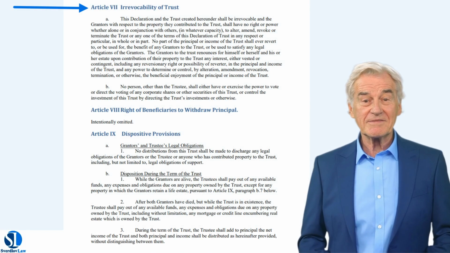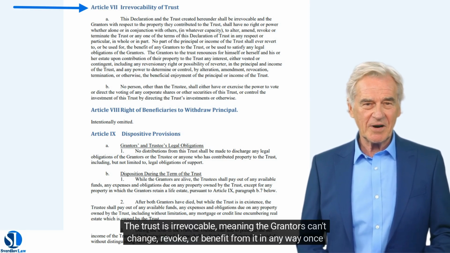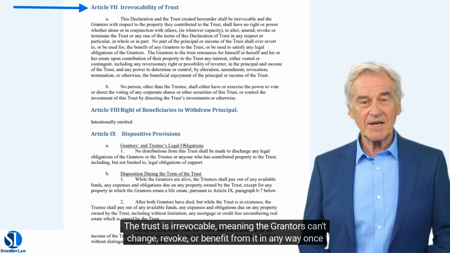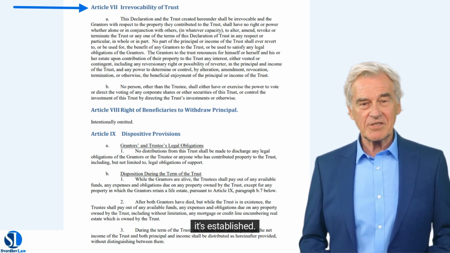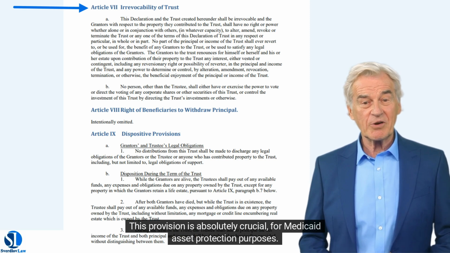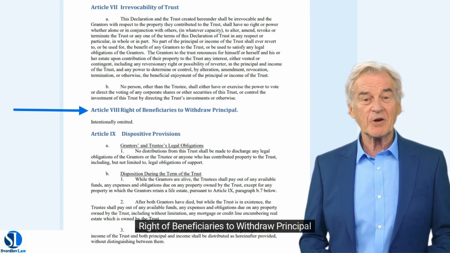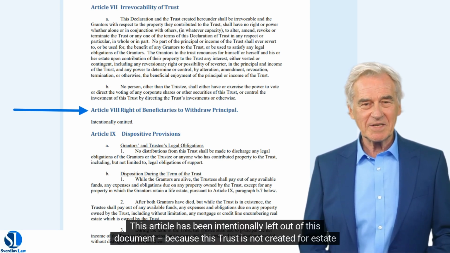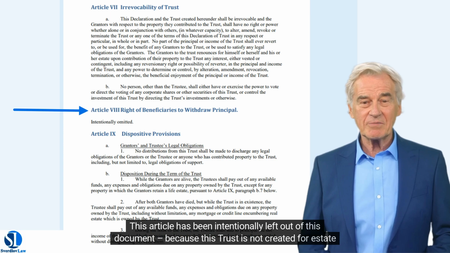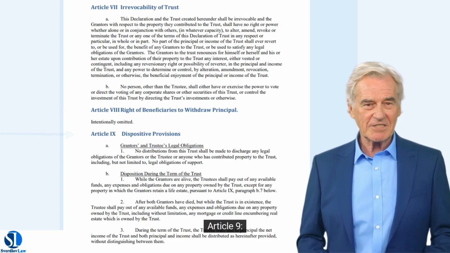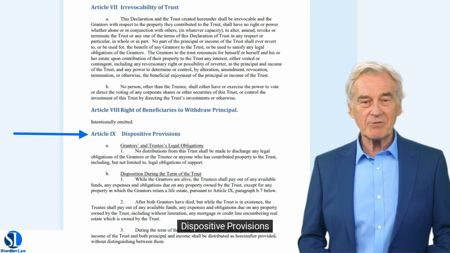Article 7. Irrevocability of trust. The trust is irrevocable, meaning the grantors can't change, revoke, or benefit from it in any way once it's established. This provision is absolutely crucial for Medicaid asset protection purposes. Article 8. Right of beneficiaries to withdraw principal. This article has been intentionally left out of this document because this trust is not created for estate tax planning purposes. Article 9. Dispositive provisions.